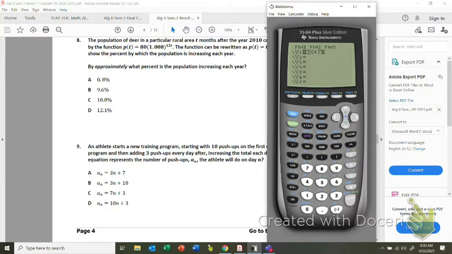And go to your table. It says on the first day we're doing 10 push-ups. Does this one say on the first day we're doing 10 push-ups? Yes, so my answer has to be what? A.